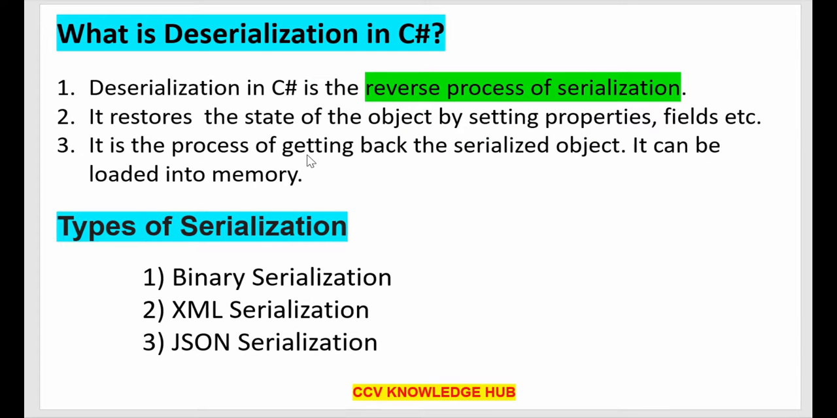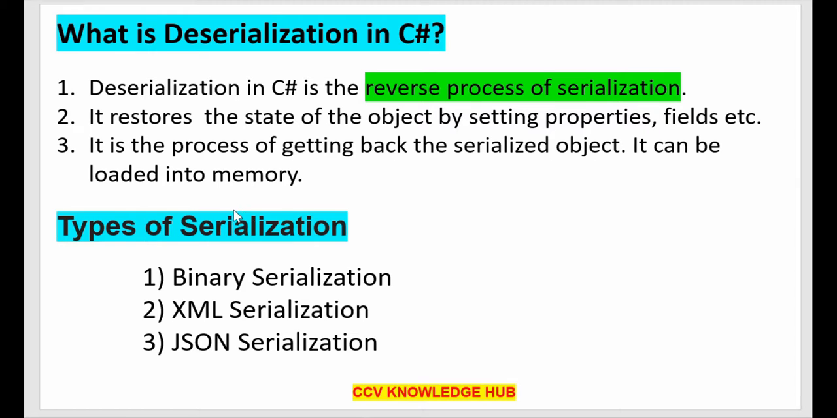Now coming to deserialization. What is deserialization here? Deserialization in C# is the reverse process of serialization, and it restores the state of the object by setting properties, fields, etc. It is the process of getting back the serialized object, and it can be loaded into memory.